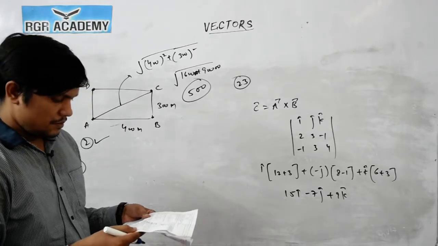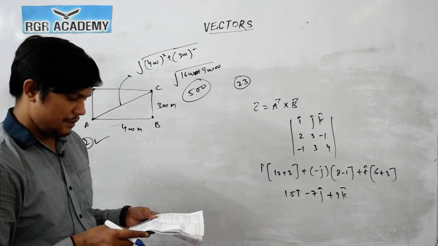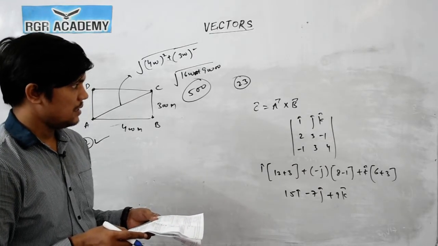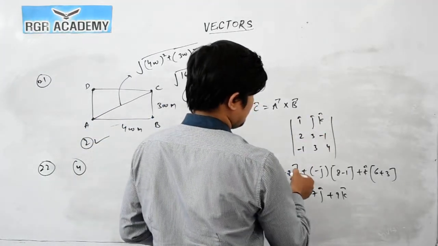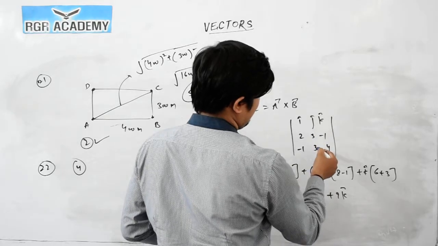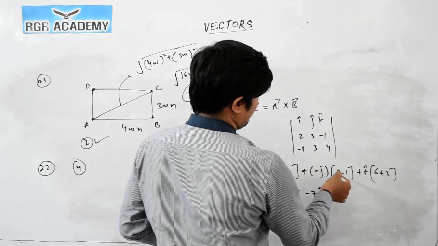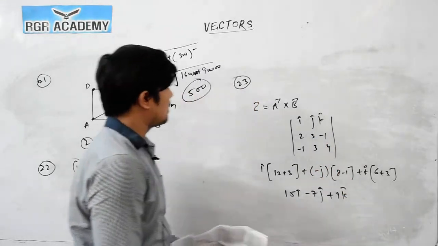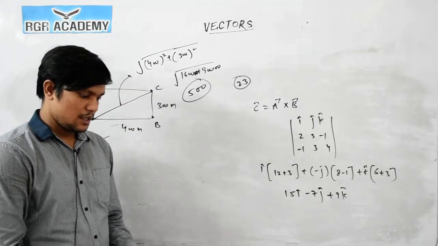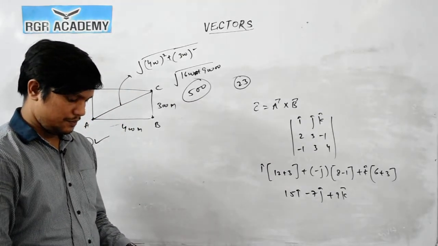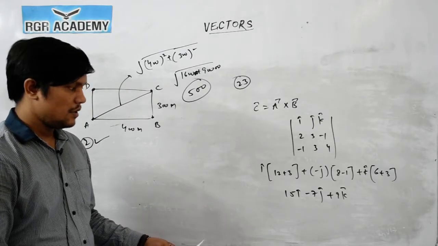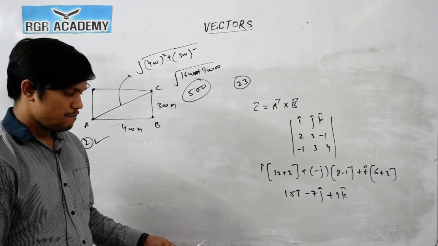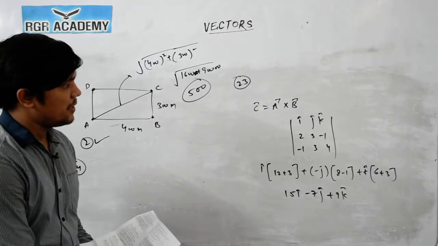So 2, 3 and minus 1, 3 and 4. So what we are getting? 12 plus 3, minus J, so it will be 8 minus 1, like this. So this is the vector which is perpendicular to both A and B. Now we have to find the unit vector. So already we know that the unit vector is equal to the vector divided by the magnitude of that.